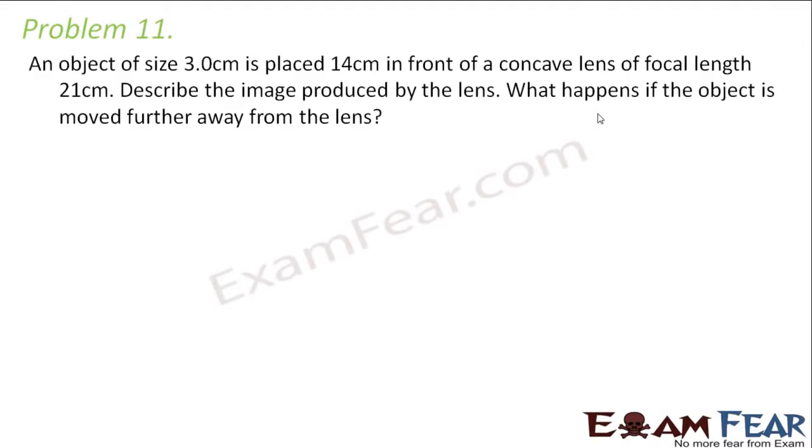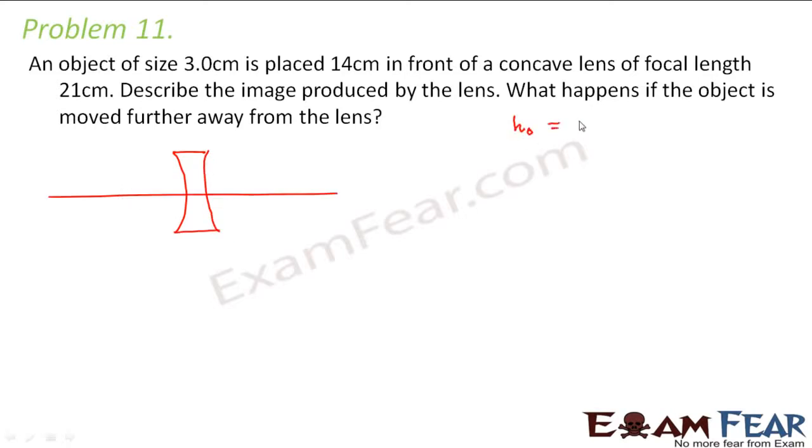The problem says an object of size 3 cm is placed 14 cm in front of a concave lens of focal length 21 cm. Describe the image produced by the lens. What happens if the object is moved further away from the lens? So let us draw a concave lens which would look somewhat like this. We have an object whose size is given as 3 centimeters.